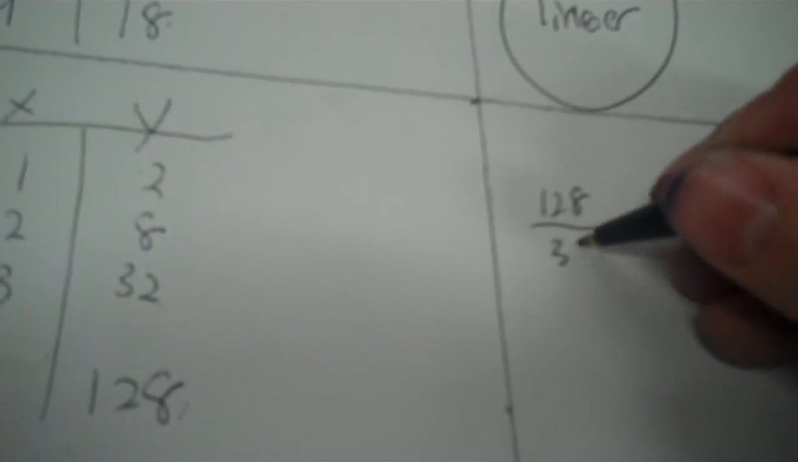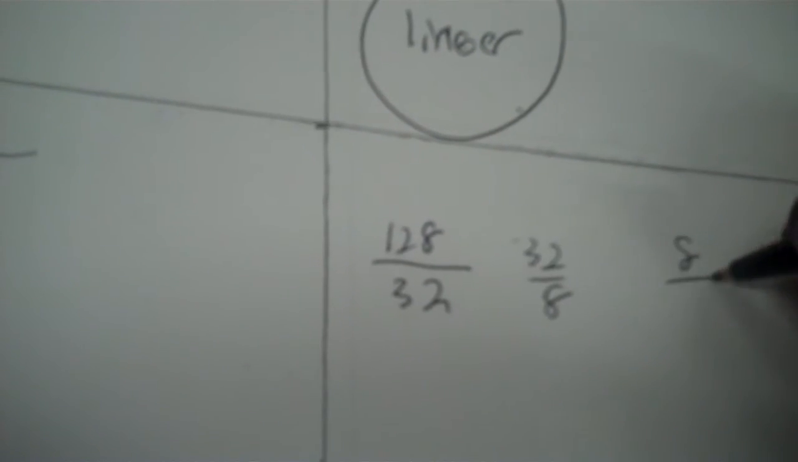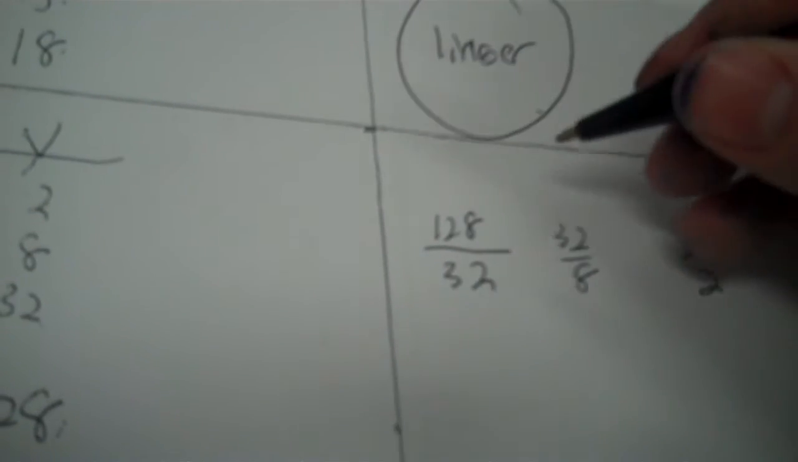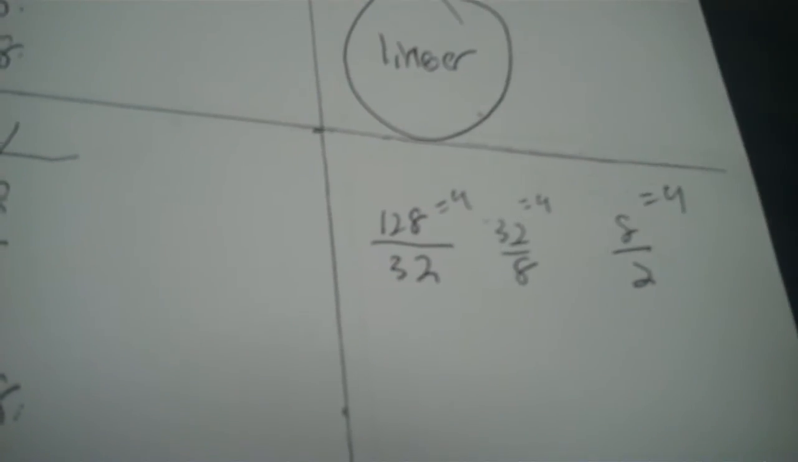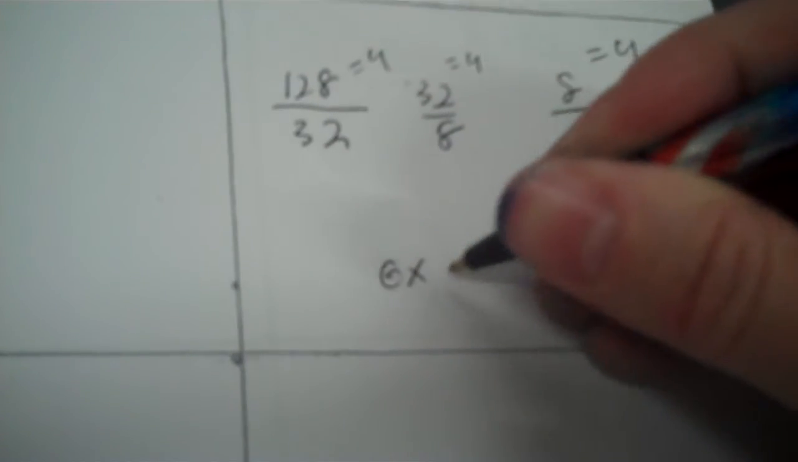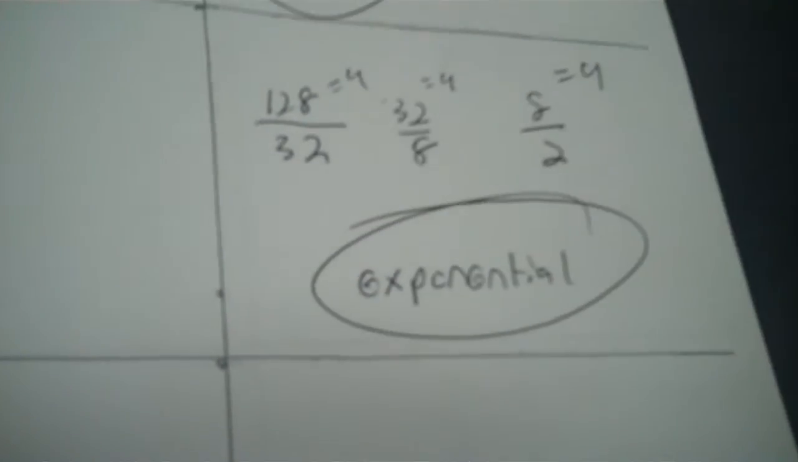So here's how you check to see if it's exponential. You're going to make ratios. You start at the bottom. You take 128, always bottom, divide by 32. Then we're going to take 32 divided by 8, then 8 divided by 2. All of those divide into 4. So that means it's exponential because it's times 4 every time. So exponential is how that's written. If you want to abbreviate EXP, that's fine too.